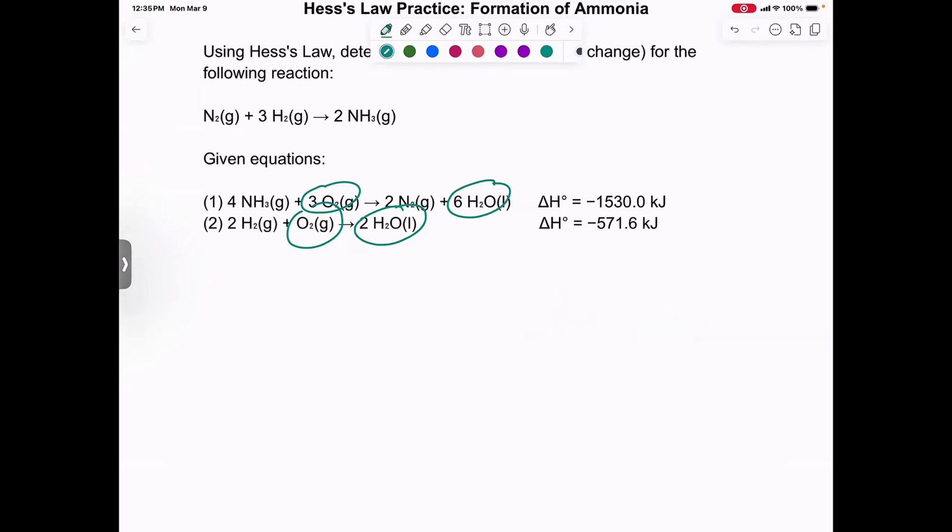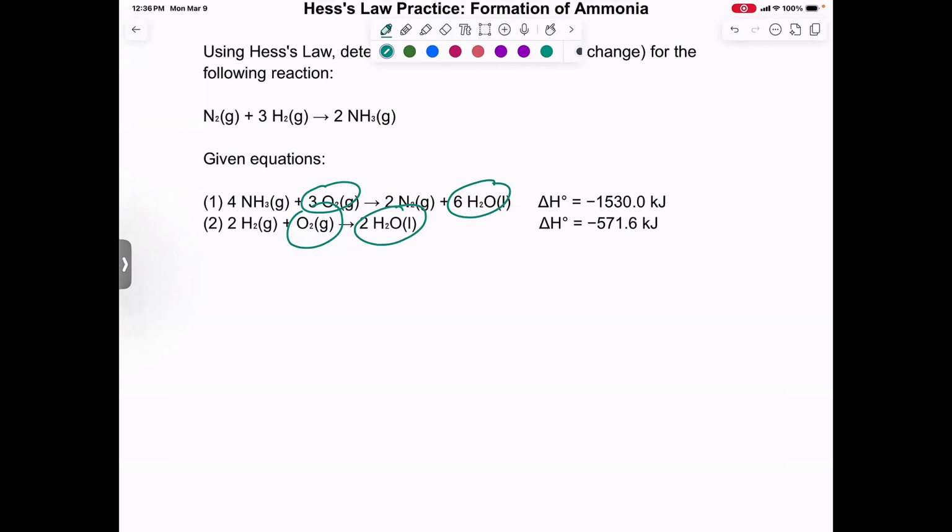Now we need to look at equations 1 and 2 individually to see how we can manipulate them so we can add them together and get that goal equation of the formation of ammonia. Whatever we do to the equation, we have to replicate with the delta H. For instance, if I cut everything in half to solve for this, I would need to cut delta H in half. If I need to double the reaction quantities, you double the delta H. So it's a mirrored action on both sides.